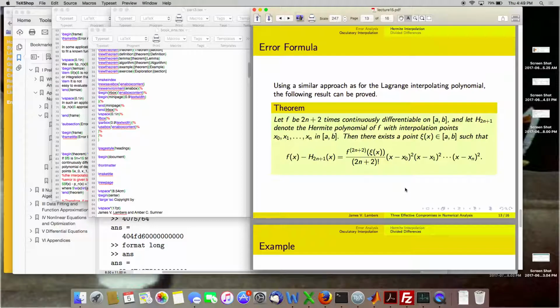It's exactly the same as the interpolating polynomial error formula that I showed you earlier, just reflecting the fact that each point is listed twice. Because your interpolating polynomial is degree 2n plus 1, you have the next derivative, order 2n plus 2, here, and then you have 2n plus 2 factorial. And because each point is listed twice, all of these factors are squared. That's the only difference. But if you consider the fact that each point is listed twice, it really is exactly the same formula as what we saw before.